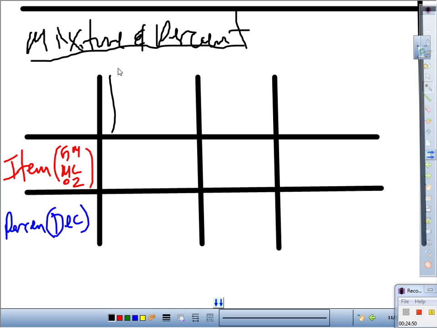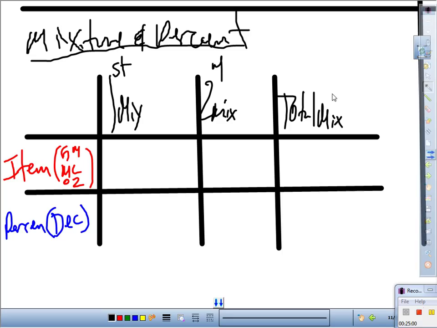Also, what never changes is our first mix, second mix, total mixed. And of course, write a little percent sign here so that you don't forget that you need to write the percent at the top.